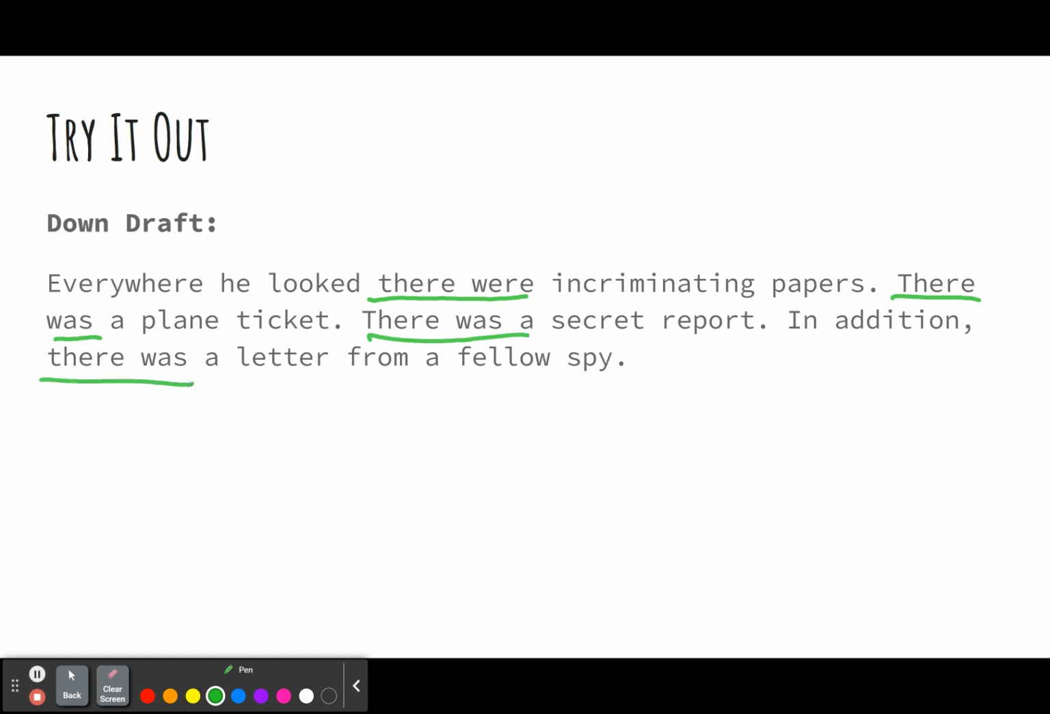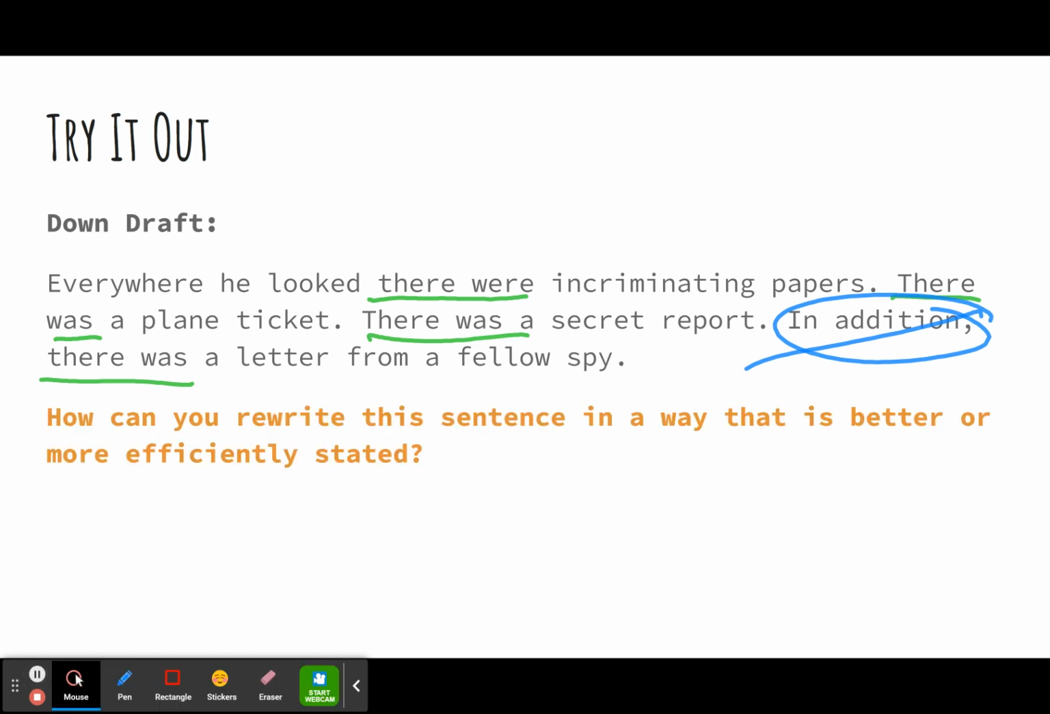We just saw that serial sentence trick. We can pack it all together. That would be much better. Also, we've got words that aren't doing much work, like "in addition." Sure, you're adding on an extra thing, but if we turn it into a serial sentence, you can just take that phrase out altogether. So with that in mind, how could you rewrite that sentence in a way that's better or more efficiently stated?